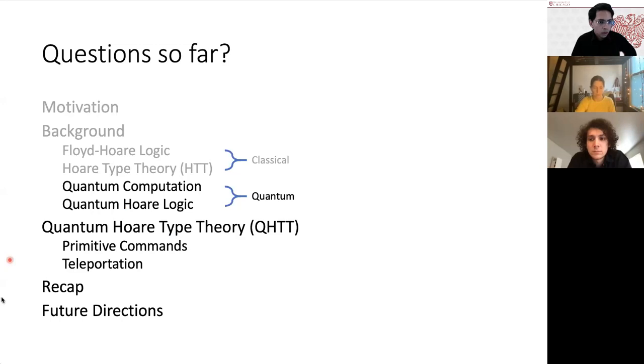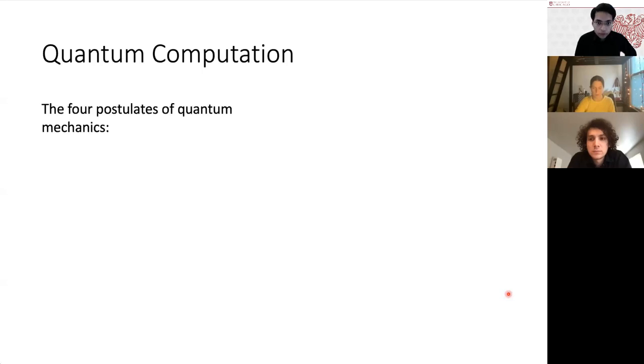So let's talk about quantum computation. It's a tough task to summarize quantum mechanics and quantum computation in a single slide, but I'll try to do that. First of all, in the early 80s, Richard Feynman came up with this idea that nature is quantum mechanical, so we ought to be able to build computers using quantum mechanics, and that's how the field of quantum computation started.